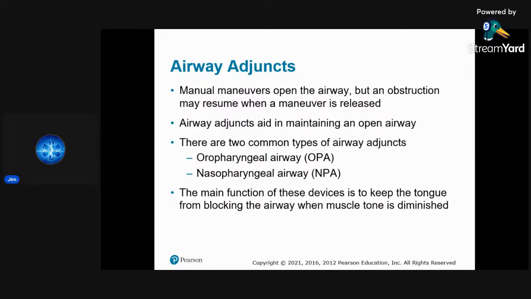Two common types. We have an oropharyngeal airway, which is referred to as an OPA, and I will be referring to that from here on out as an OPA. And a nasopharyngeal airway, which is an NPA. Again, I will refer to those as NPAs. The whole main function of these two devices is to keep the tongue from blocking the airway when you lose muscle tone.